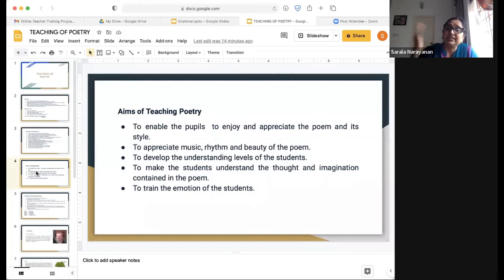Their vocabulary develops. They start to think in English, even though we are the second language, we are not native speakers of English. We unknowingly, involuntarily make them do all these things. Yes. So this is the aim of teaching poetry.